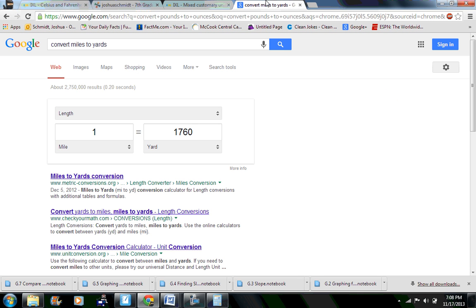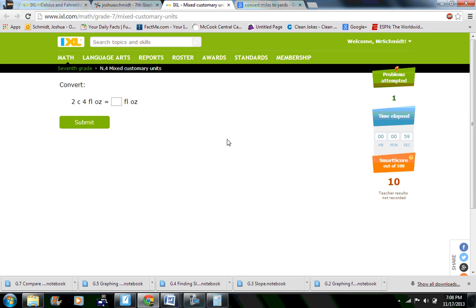So all you do is you use Google to find your conversions, and then you go. Now, this is also going to be worth a piece of candy and 5 minutes of game time. Make a conversion cheat sheet. Find all of the useful conversions that you use under these 2 sections and make a conversion cheat sheet.